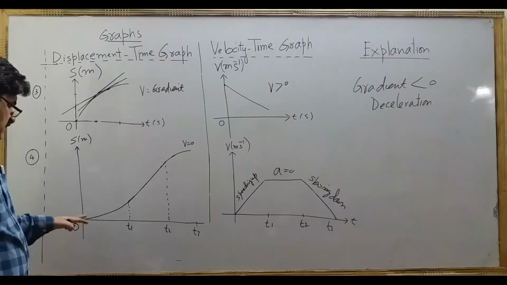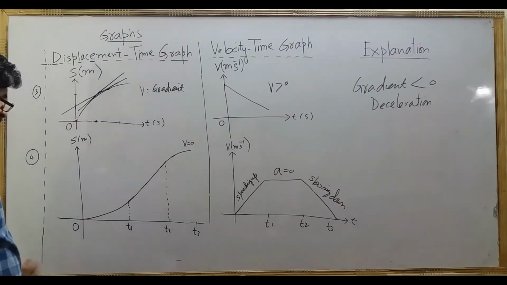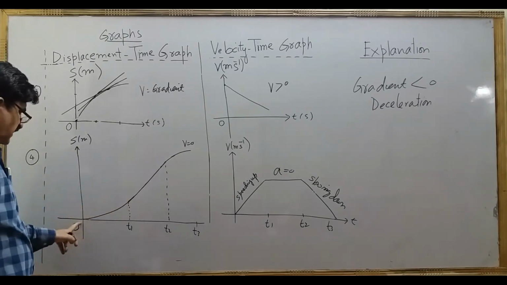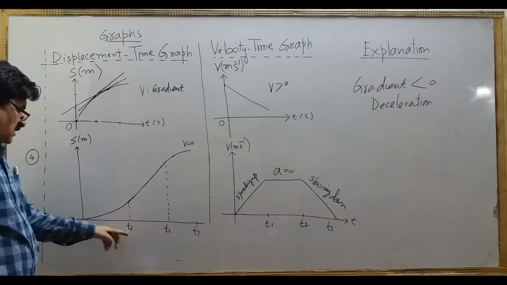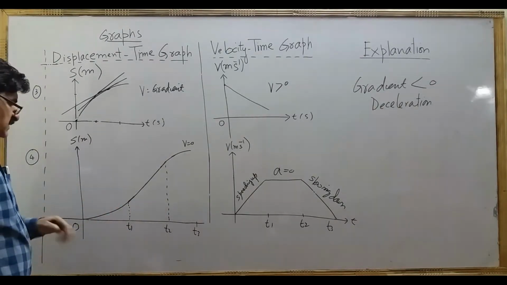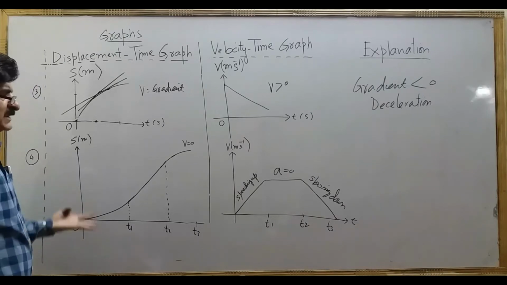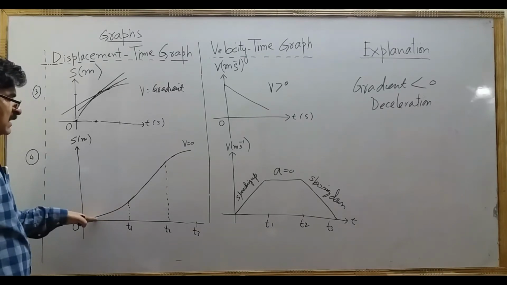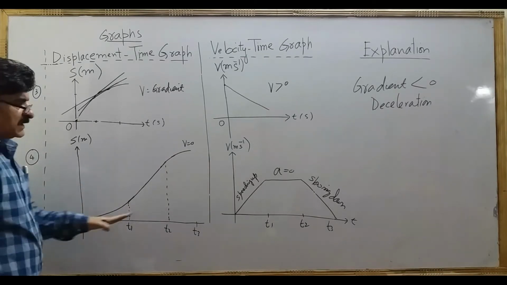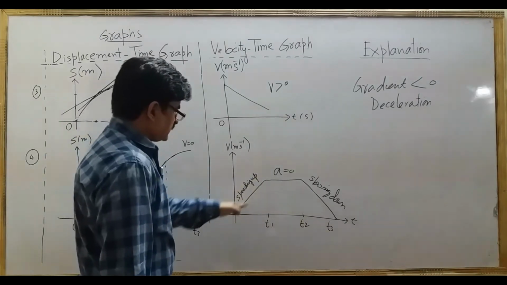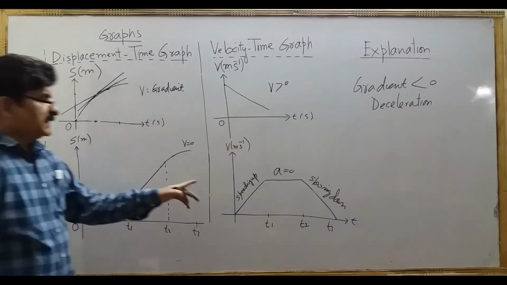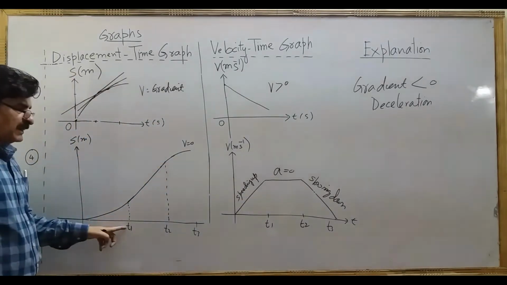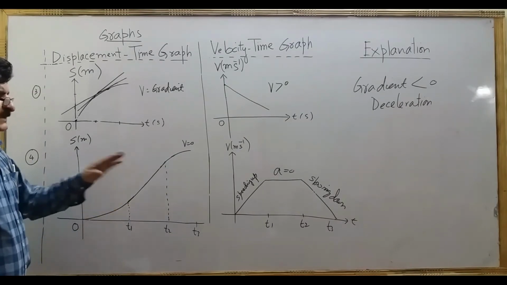Graph number 4. Here the particle is again moving with constant acceleration, but it has 3 stages of motion. In the first stage, say from 0 to time t1, it is moving with increasing speed, but with constant acceleration. The velocity time graph will be straight, because the gradient of the velocity time graph gives the acceleration. So from 0 to t1 it has constant acceleration but speeding up.